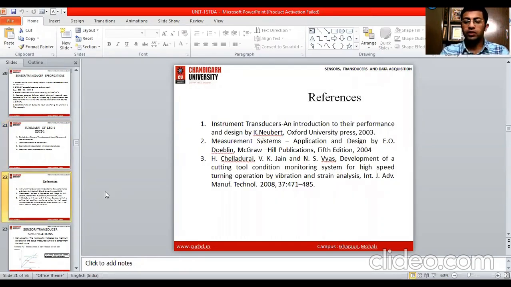These are the references that were used for preparing this lecture. So you can refer to the textbooks. Also, you can refer to the NPTEL documents for sensor specifications that I will be sharing with you.